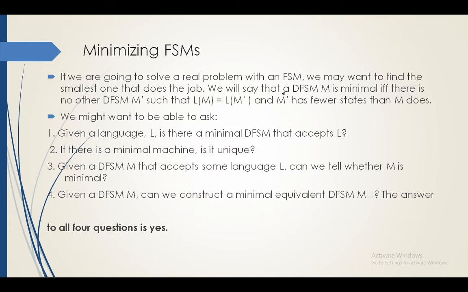We will say that a DFSM M is minimal if and only if there is no other DFSM M' such that L(M) equals L(M'). Here L(M) and L(M') are two machines which accept the same language. But M' is a minimal DFSM which accepts the given strings, and M' has fewer states than M. Both are DFSMs accepting the same language, but the minimal DFSM has fewer states compared to M.